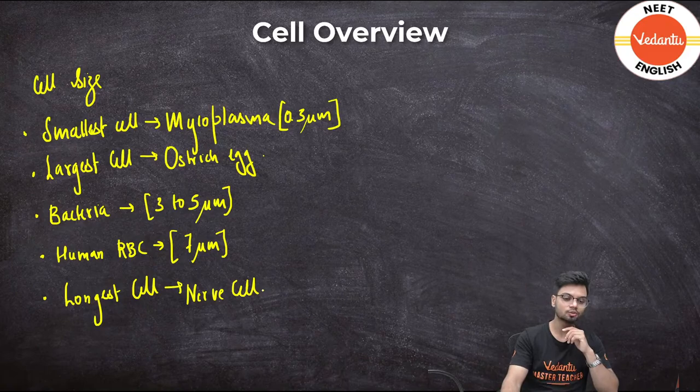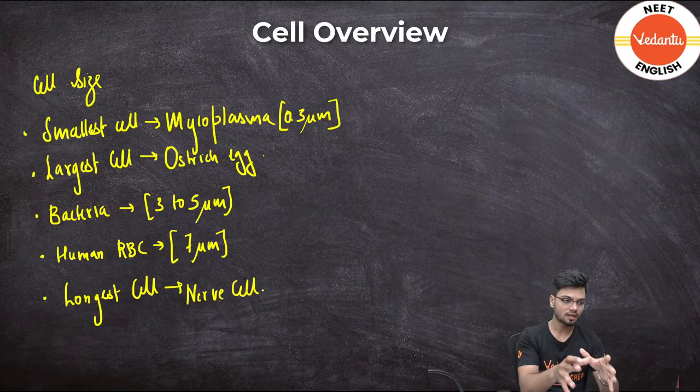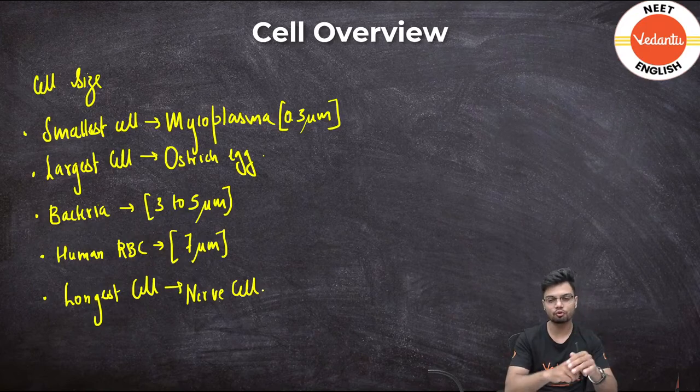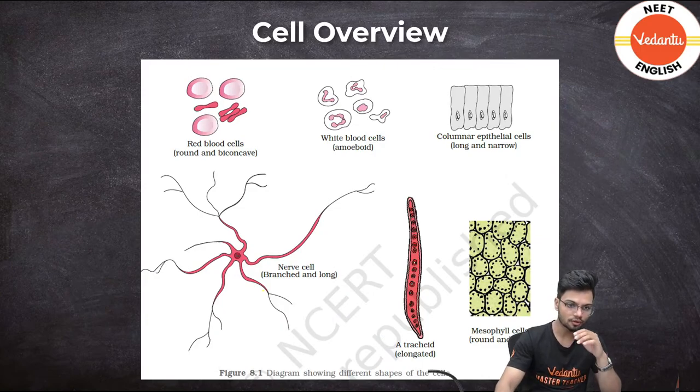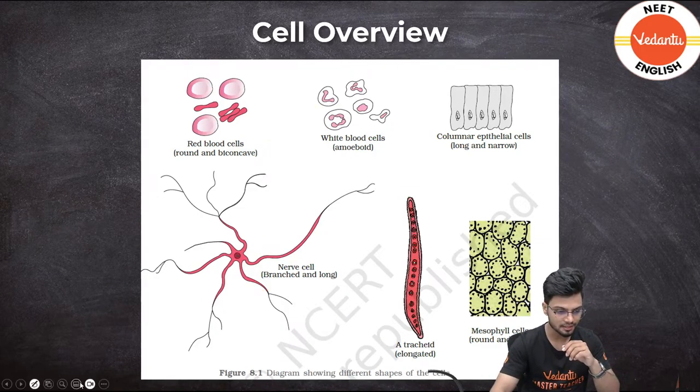Any doubt here, students? Now, this is the information I want all of you to remember. It is very important to remember this information. There's no way around it. That is the size of the cell. See, we have your red blood cells, with different shapes and sizes now.